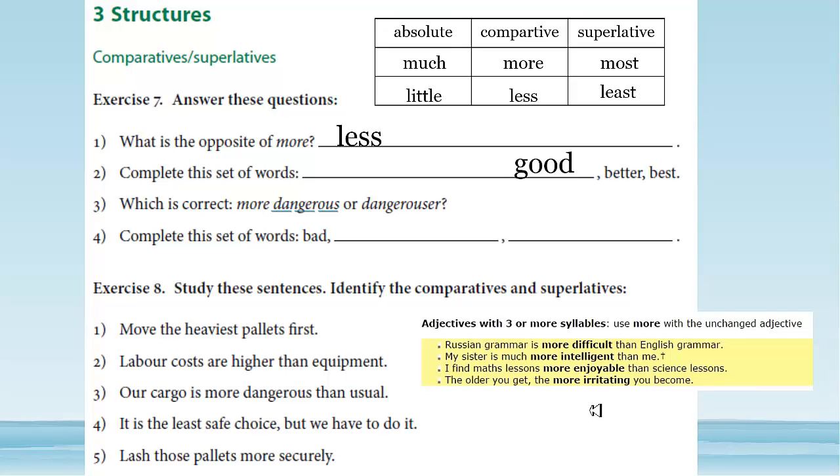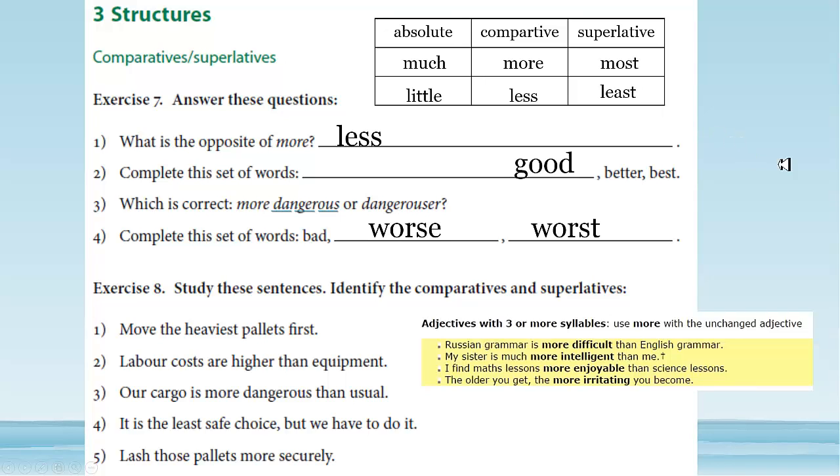Okay, complete this set of words. Bad. It was really bad, but the situation before that was worse. And I'm expecting the next situation to be the superlative form, the worst. This is our last set of irregular superlatives and comparatives. So I would really recommend that you learn good, better, best; bad, worse, and worst; and these two up here: much, more, and most; little, less, and least. They're the tough ones to remember in English.